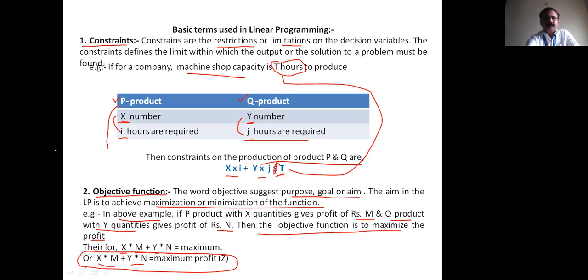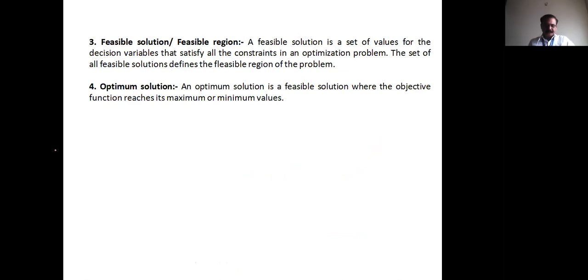Then the next one is feasible solution, or sometimes it is also called feasible regions. What is a feasible solution? A feasible solution is a set of values.